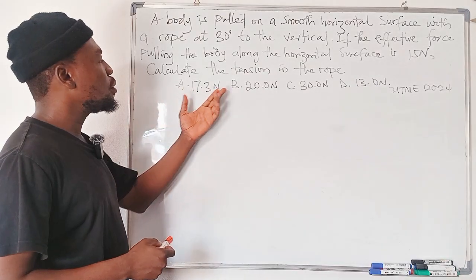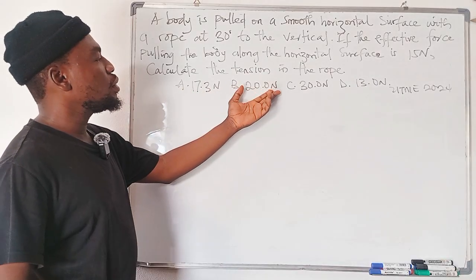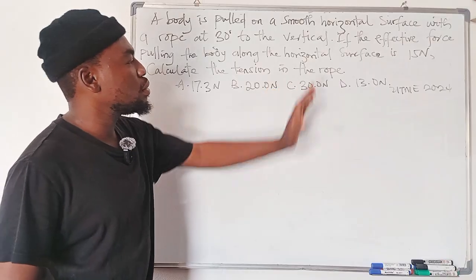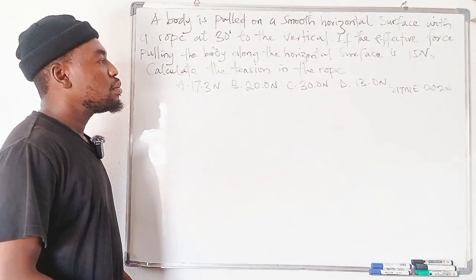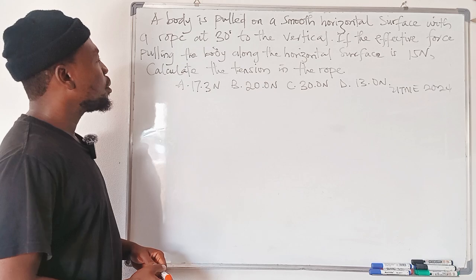A, we have 17.3 Newton. B, we have 20.0 Newton. C, we have 30.0 Newton. And then we have 13.0 Newton for D. So let's try and interpret this question.